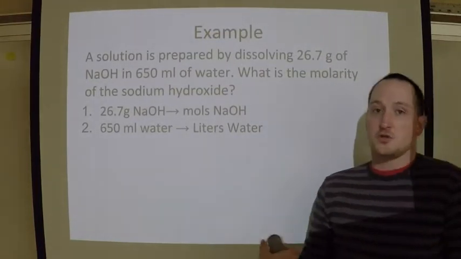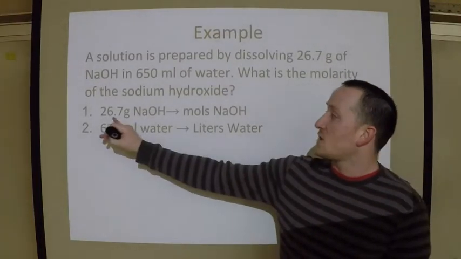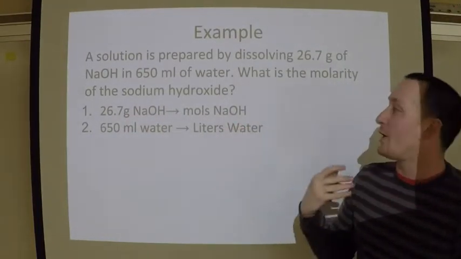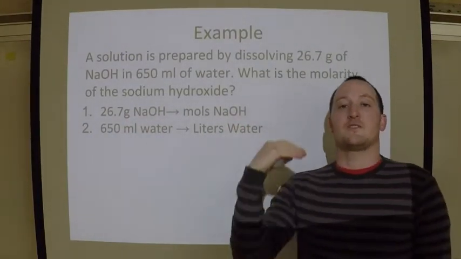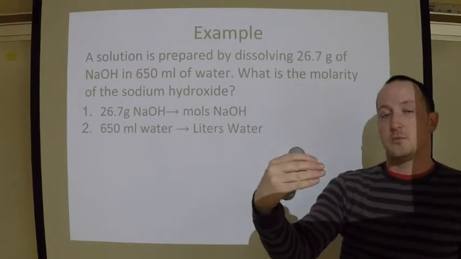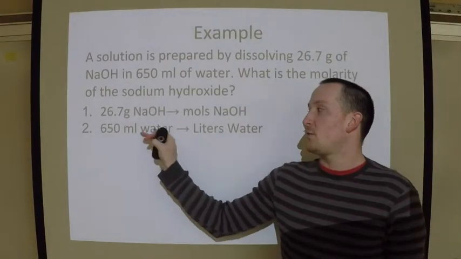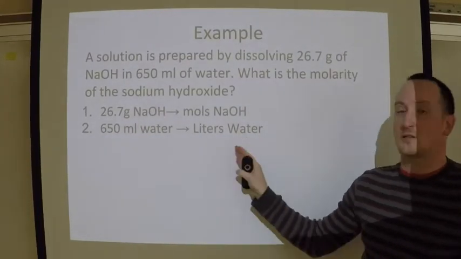So here are the first two things you need to do. First, we need to change our grams of sodium hydroxide to moles of sodium hydroxide, because if we are asked to find molarity, we have to take the moles of our solute and divide by the liters of our solution. Then we have to take our 650 milliliters of water and change that to liters of water.